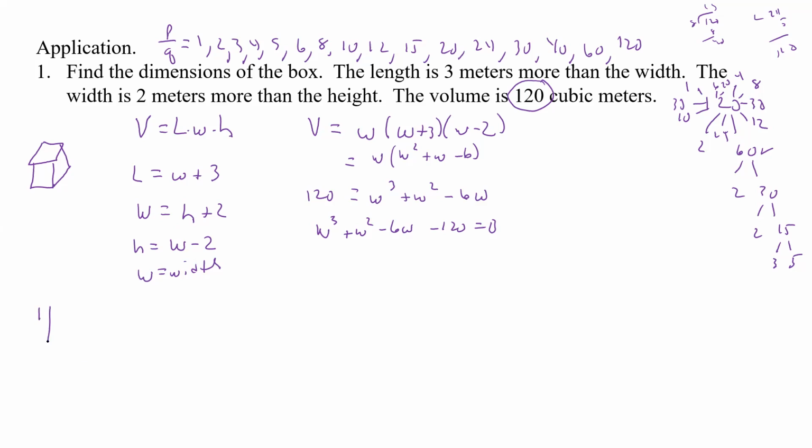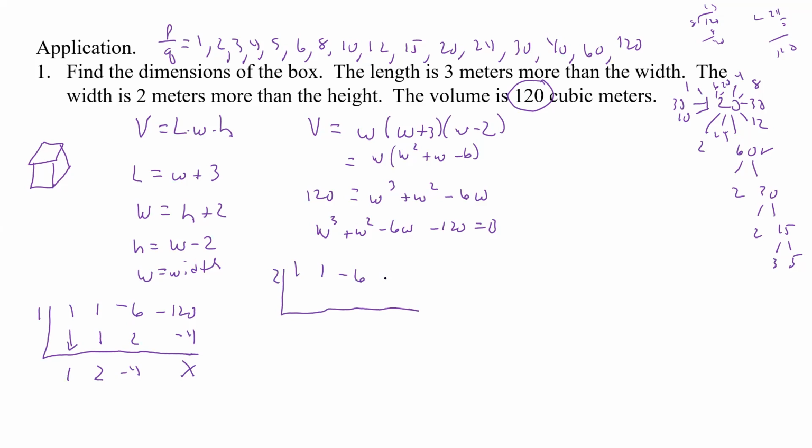So we'll have 1, 1, minus 6, minus 120. I try to think about things that are going to save me time, but 1 could work because it plugs in here. So 1 times 1 is 1, 1 and 2 is 2, that's a minus 4, minus 124. That doesn't work.